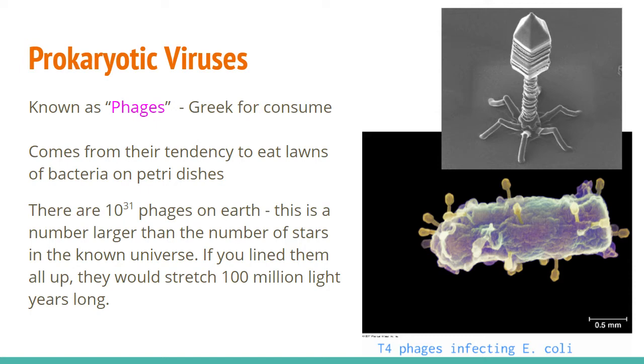And so they're known as phages, which comes from the Greek word for consume. And this is because when phages were introduced to fields or lawns of bacteria in petri dishes, they would just wipe them out. And there are an estimated 10 to the 31 power bacteriophages on Earth. This is more than the number of stars in the known universe. If you lined up these tiny little bacteriophages, it would stretch up to 100 million light years long. So there's just an absurd amount of phages on our planet right now, wreaking havoc on the micro universe.